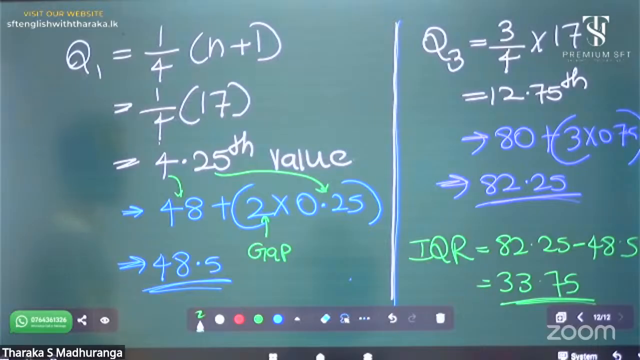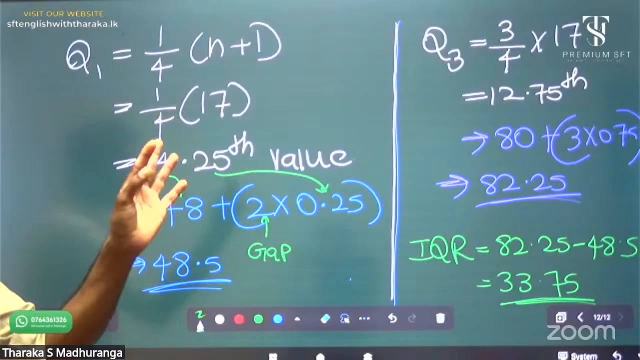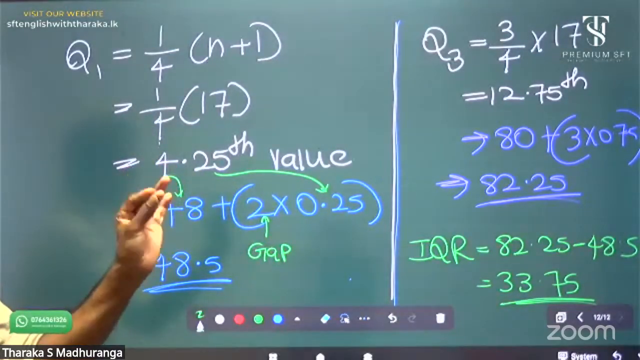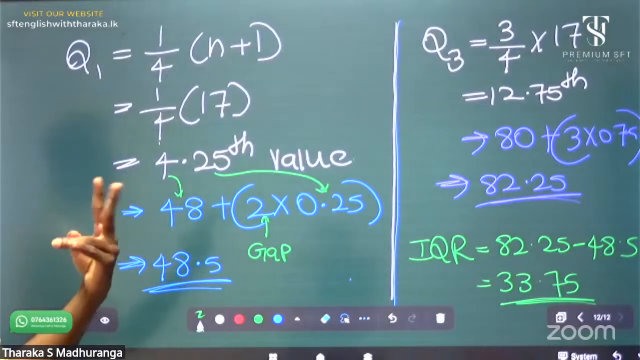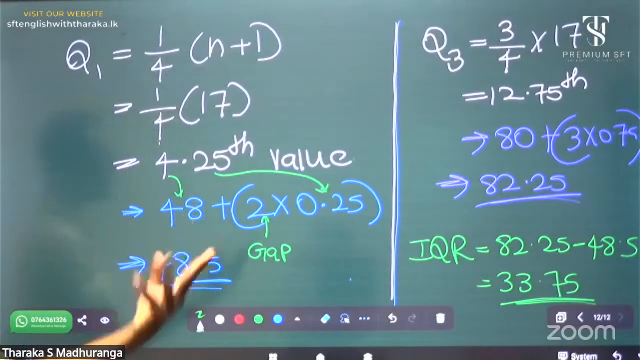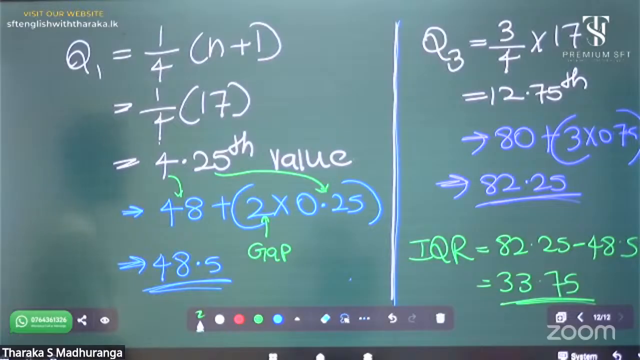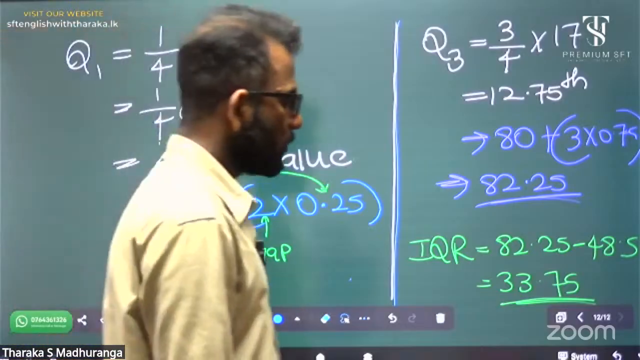Okay, the first part of the lesson is completed. We have another two parts: ungrouped frequency distribution and grouped frequency distribution. We need another two days to complete these, and finally the interpretation. Clear? Any doubt?